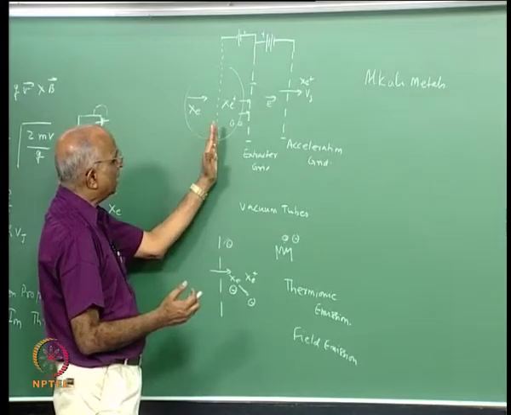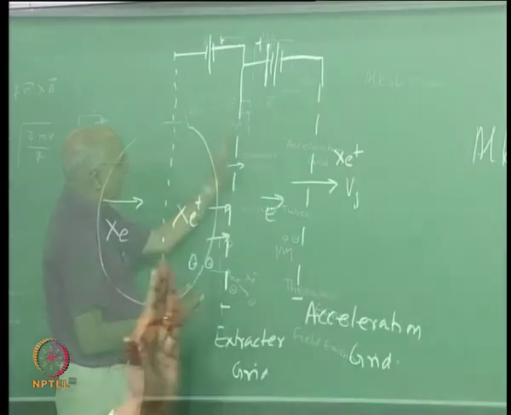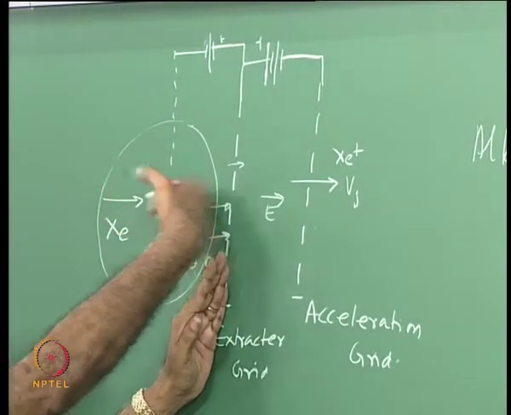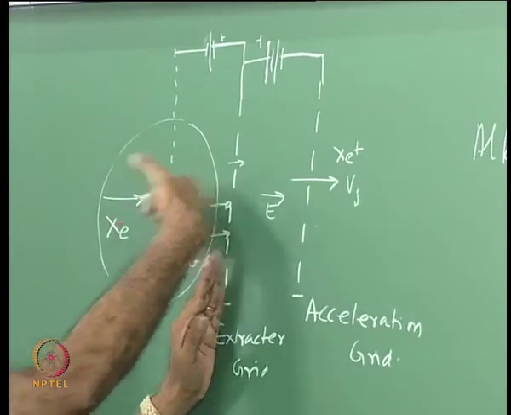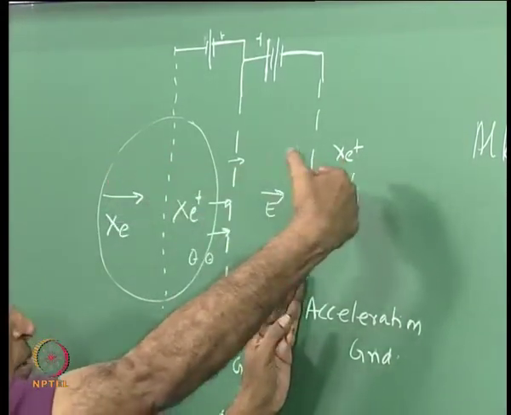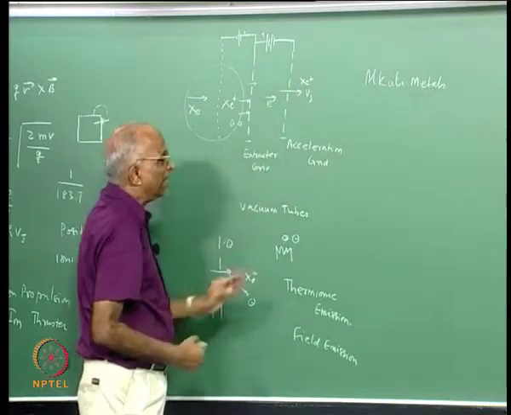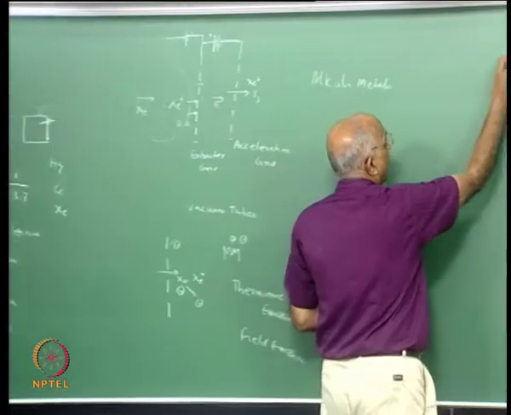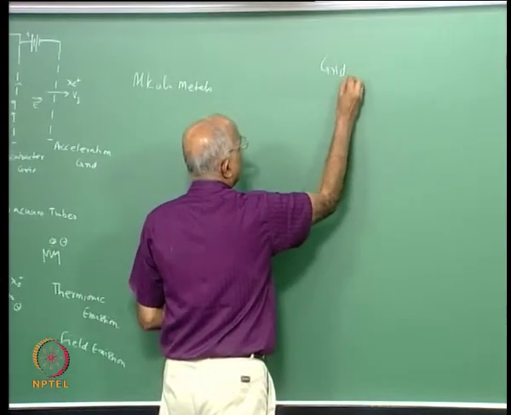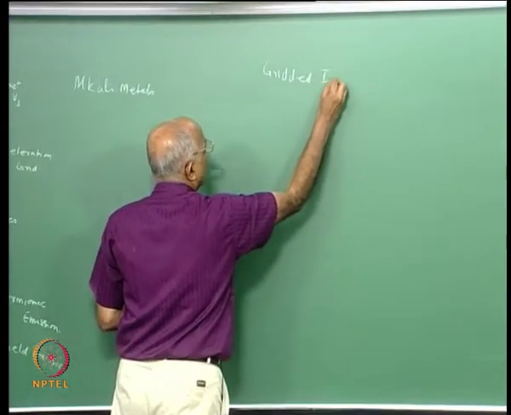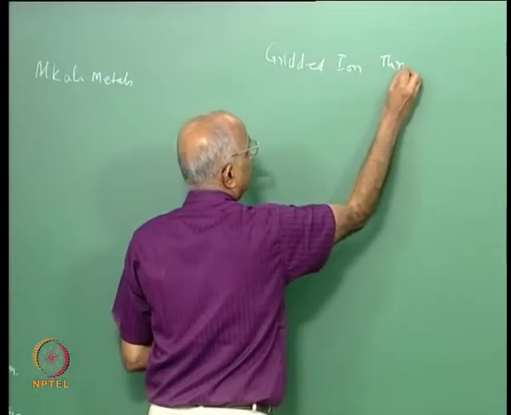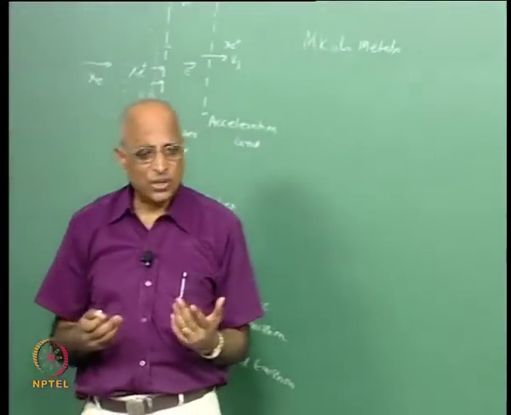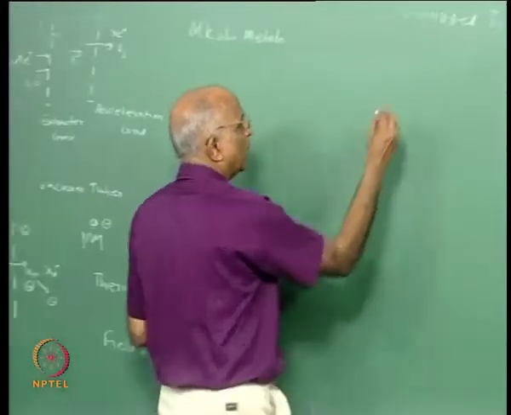Therefore, I have a grid to generate ions, a grid which is extracting the ions from this flow over here, because I would like to attract the ions more and more, and once they are attracted the accelerator grid further pushes them at a high velocity Vj, and therefore such a construction is known as a gridded ion thruster, with 3 grids. This was started by a person known as Kaufman, and therefore it is also known as the Kaufman thruster.